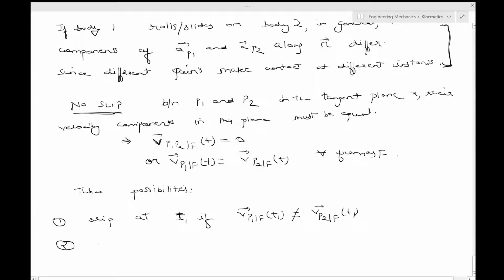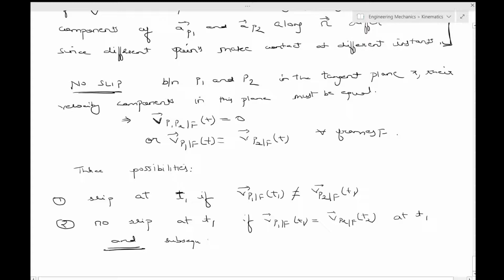You say that there is no slip at the same time T1 if the velocity of P1 with respect to F at T1 is equal to the velocity of P2 with respect to F at T1, and this is important, not an option.